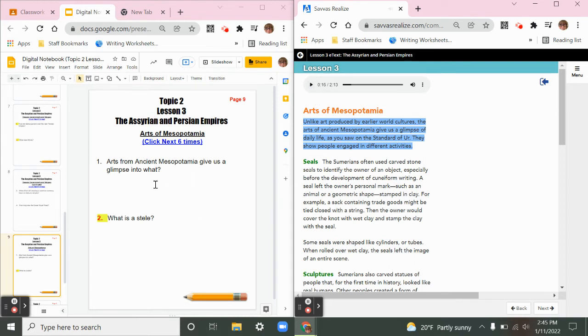Number 1, arts from ancient Mesopotamia give us a glimpse into what? You will find that answer in the highlighted blue text.